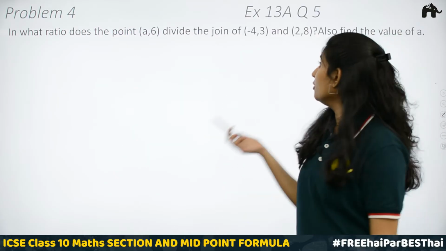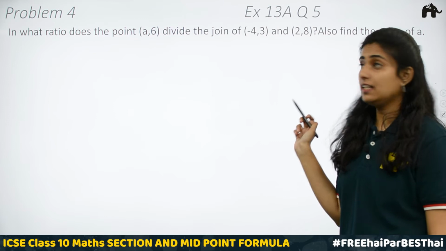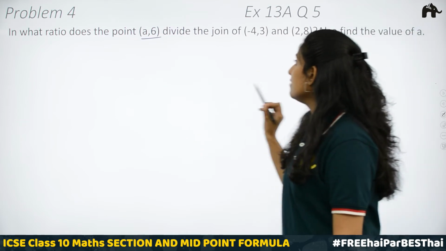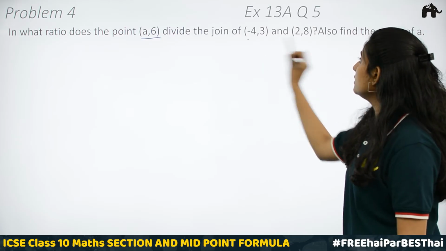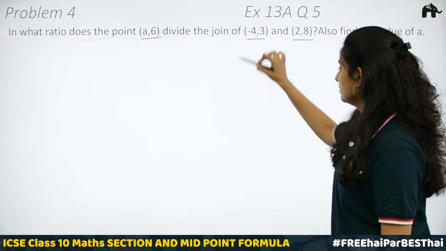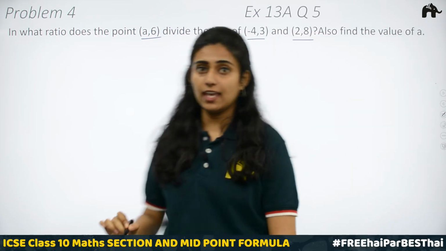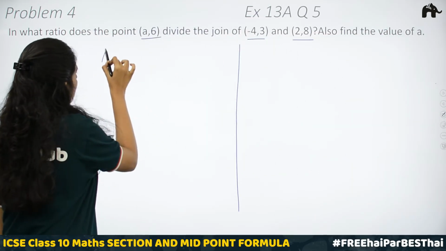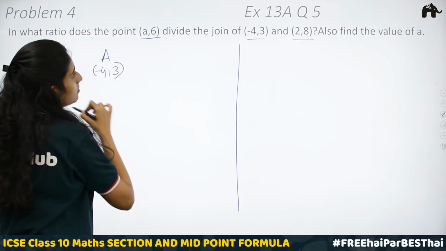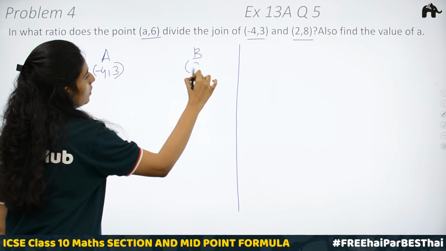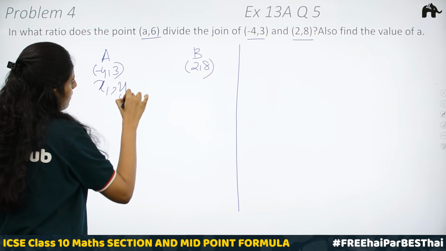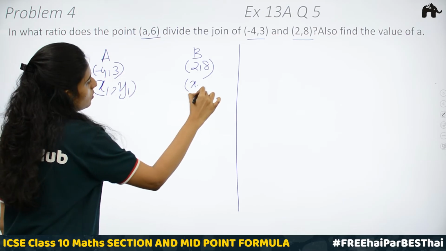Next, problem 4, question 5 of exercise 13A. In what ratio does the point A6 divide the join of -4, 3 and 2, 8? Also find the value of A. Here we have 2 points A and B. We are taking A as -4, 3 and B is 2, 8. This is the x1, y1 and this is x2, y2.